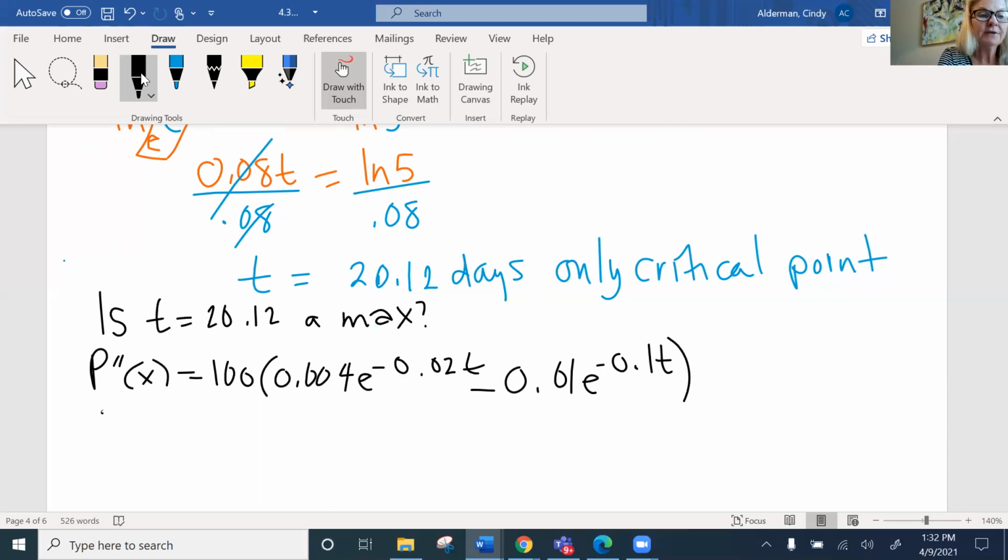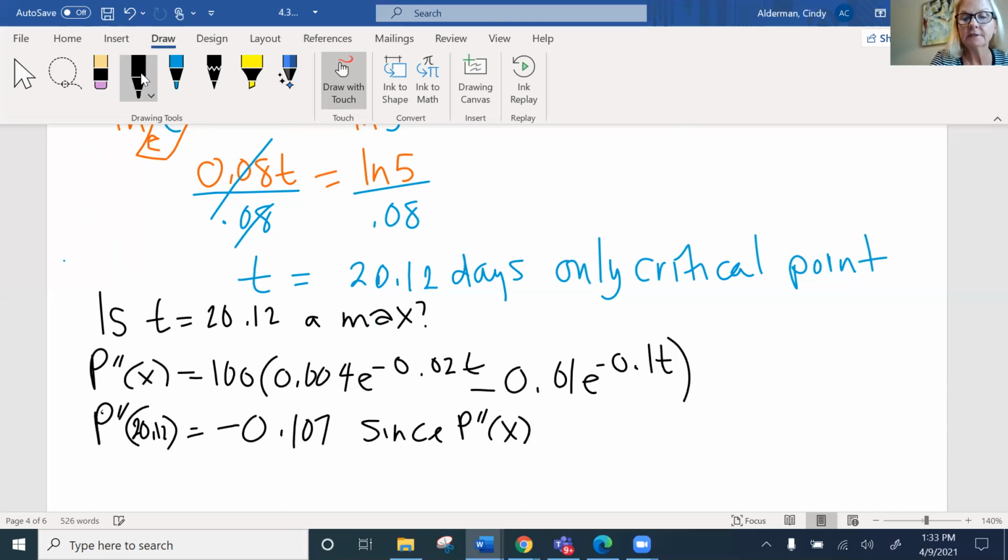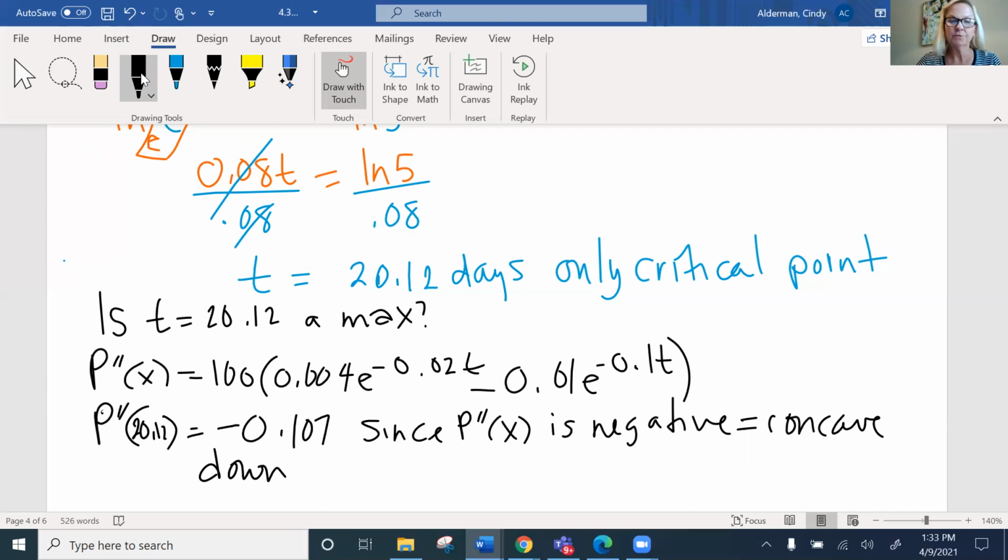Okay, so now in the second derivative, let's put 20.12 in. Now it's a max if it's concave down, right? So if we put 20.12 into the original function, what we get out is a negative number. And since the second derivative is negative, we know that it's concave down, and if it's concave down, it would be down this way. We know that it would be a max.